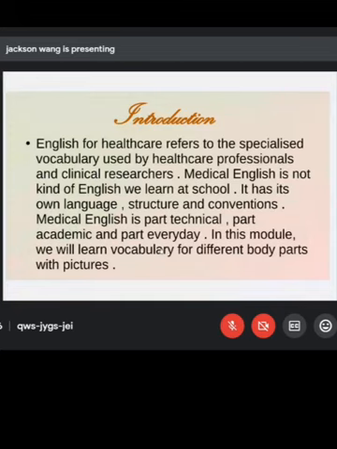So the first part, we will start with the introduction. English for healthcare refers to the specialized vocabulary used by healthcare professionals and clinical researchers. Medical English is not the kind of English we learn at school. It has its own language, structure, and conventions. Medical English is part technical, part academic, and part everyday. In this module, we will learn vocabulary for different body parts with pictures.